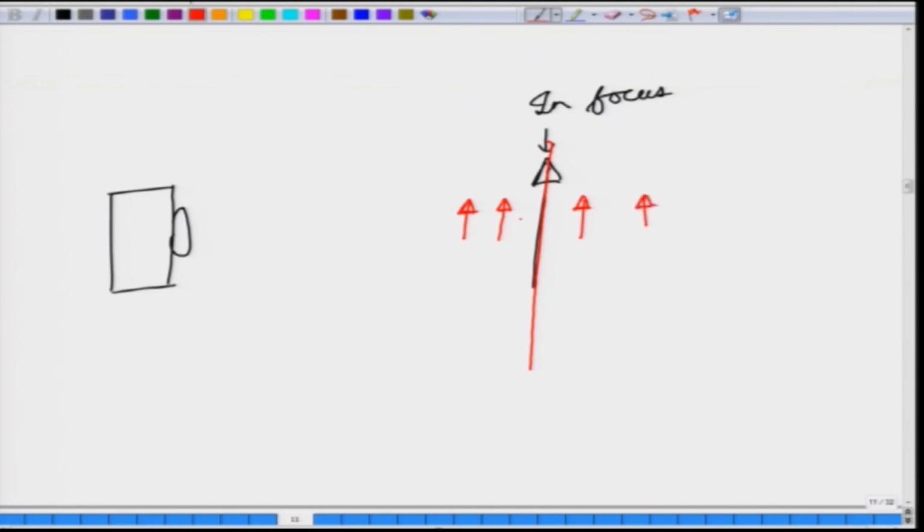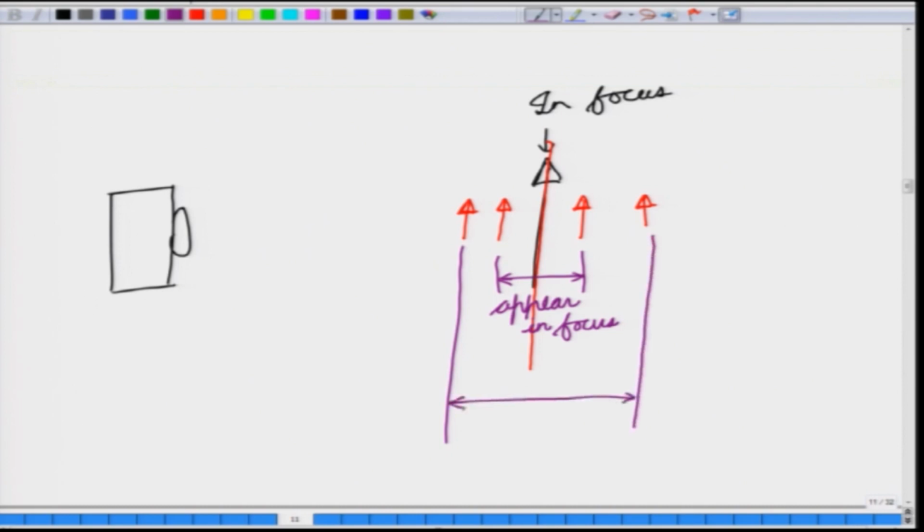So, if you have a camera that is set in a position such that these objects look in focus or these appear in focus, versus another camera that is set in a way that all of these appear in focus, then we will say that the depth of field in this case is greater than the depth of field in this case. So, depth of field is talking about how much leeway we have, in which the objects are looking in focus.